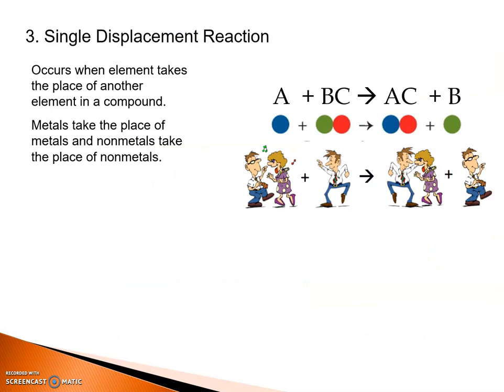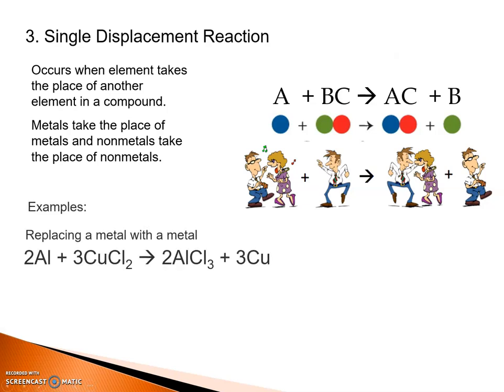Moving on to single and double displacement reactions now for today. A single displacement reaction occurs when an element takes the place of another element in a compound. Metals will take the place of metals, and nonmetals will take the place of nonmetals. From this picture, you can see that we have two people dancing together, and then this guy comes in and takes the place of the other guy, and the other guy goes off happily dancing by himself. That is an example of a single displacement reaction. One person or one element takes the place of another within a compound.